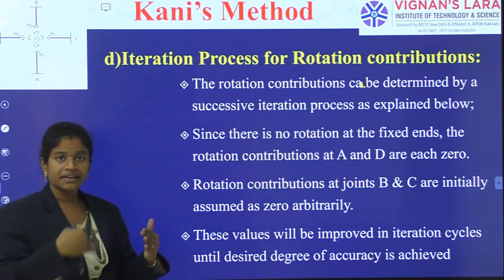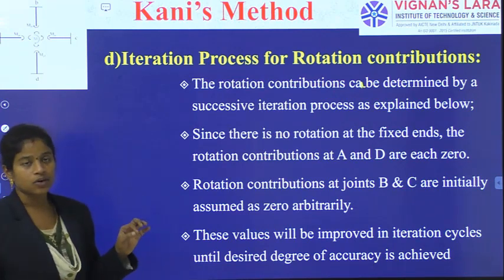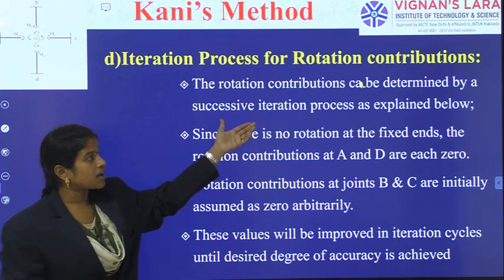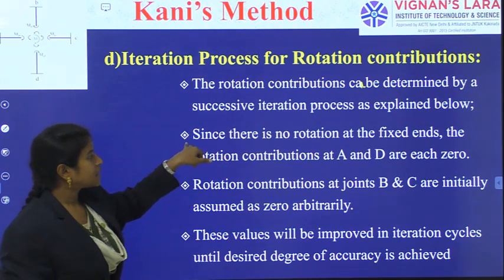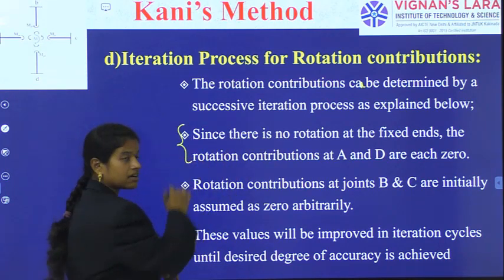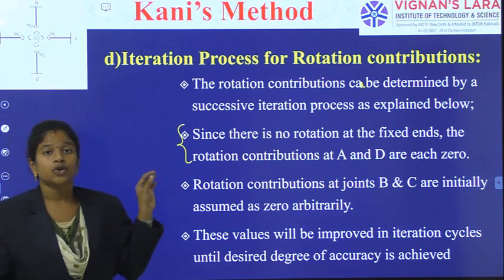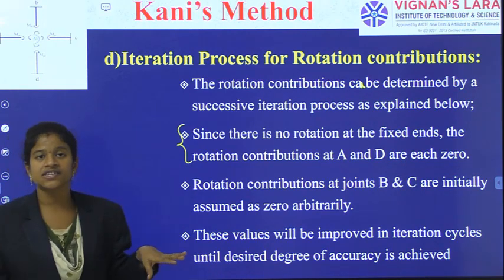Okay. So repeated cycles of some process. Repeatedly we will do the same thing, and with that only we will evaluate the corresponding rotation contributions. Okay. So the successive iteration process is explained below. Since there is no rotation at the fixed end, see here, this point we have already observed, the rotation contribution is also 0 at the fixed end.